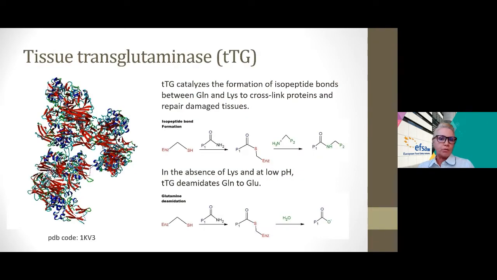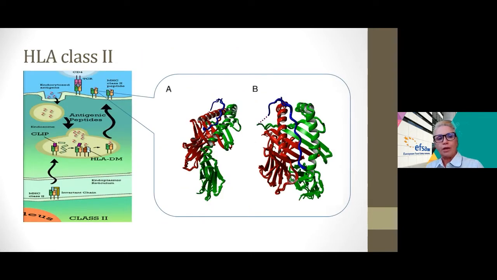The enzyme tissue transglutaminase catalyzes the formation of isopeptide bonds between glutamines and lysines to cross-link the proteins in an aim to repair the damaged tissues. But when lysine is absent and the pH of the media is low, as are the conditions in the intestinal mucosa, TTG deamidates glutamine to glutamic acid. And this negatively charged peptide binds to specific HLA proteins, DQ2 and DQ8.